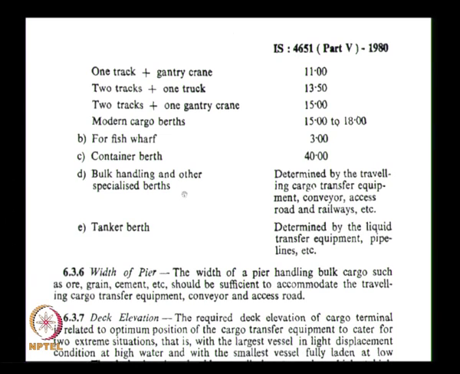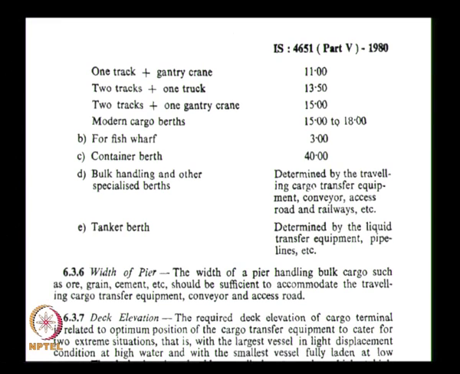The bulk handling and other specialized berth depend on the cargo transfer equipment, that is rail mounted cranes. Typically for the rail mounted crane, the track is about 18 meters. Here we have written gantry crane. These are all small cranes where the track width is about 6 meters. This is not for bulk handling, this is for general cargo, whereas for bulk handling it is about 18 meters.